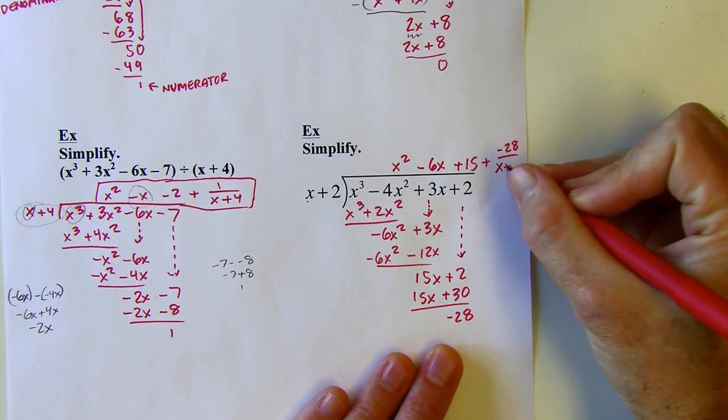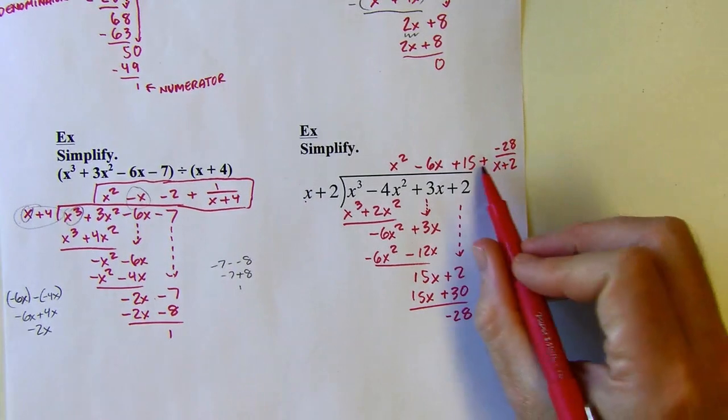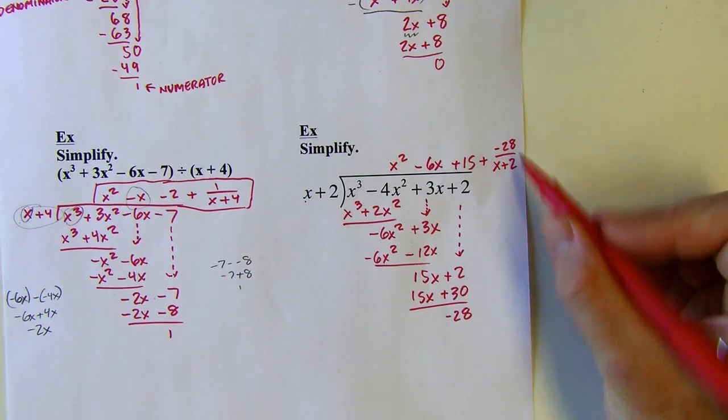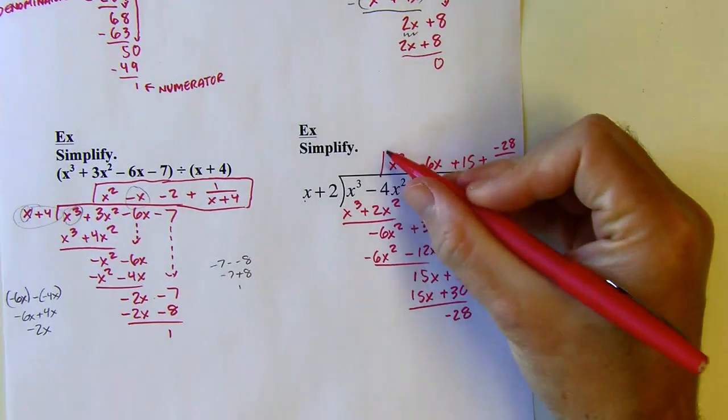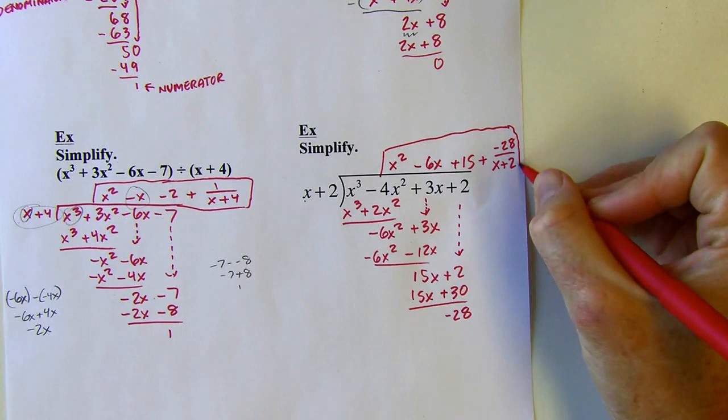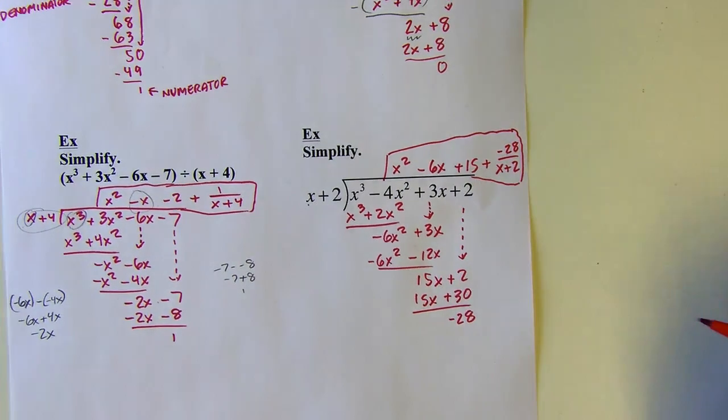So I always get people asking me, is that the same as saying minus 28 over x plus 2? Yep, it is. Subtracting 1/2 and adding negative 1 over 2 is the same thing, right? Okay. All right, let's move on to the next page.